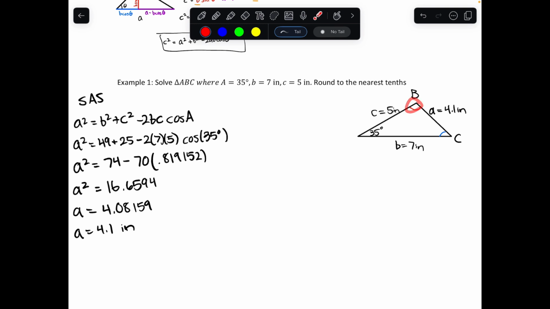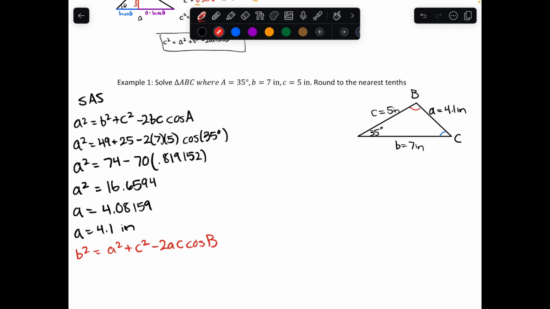B should be our largest angle. Now, we don't actually have B yet, so I'm going to use the law of cosines to solve for B before I try to use the law of sines anywhere. So, we have B squared is equal to A squared plus C squared minus 2AC times cosine of angle B.